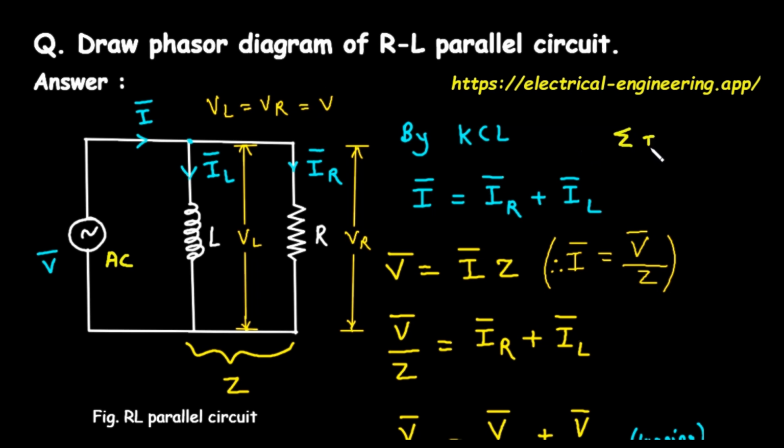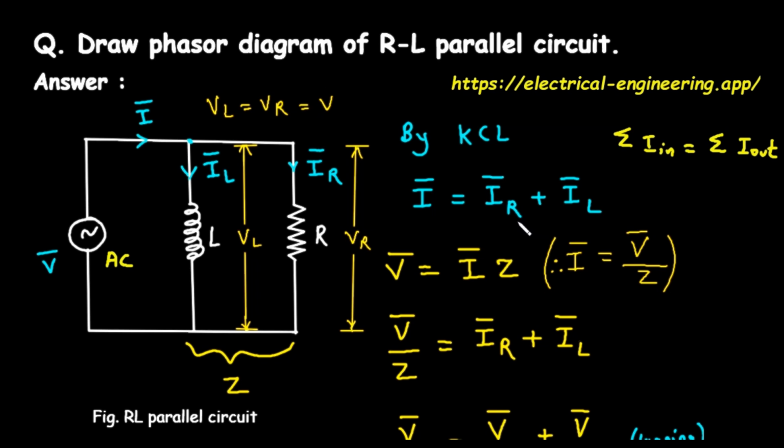In our circuit, the total current, I bar, from the source reaches the split. Some of it goes through the resistor as IR bar, and the rest goes through the inductor as IL bar. So, according to KCL, the total current I bar is the sum of the two branch currents. The equation is written as I bar equals IR bar plus IL bar. It's crucial to remember that these are phasor quantities. This isn't simple addition like 2 plus 3 equals 5. It's a vector addition, meaning we have to consider the phase angles, or directions, of the currents, which we will visualize later in the phasor diagram.